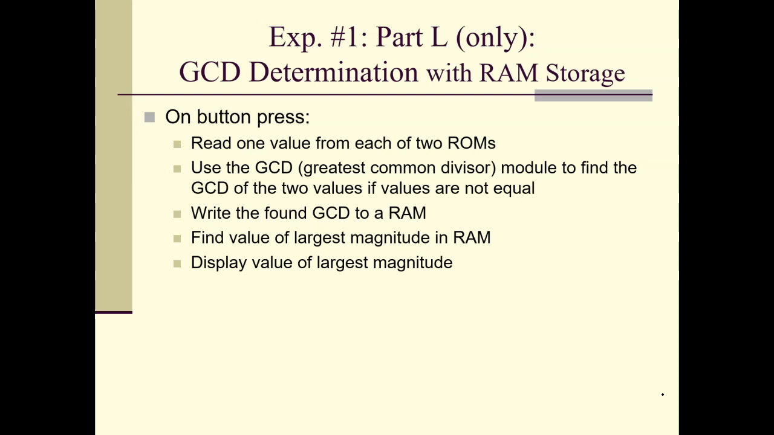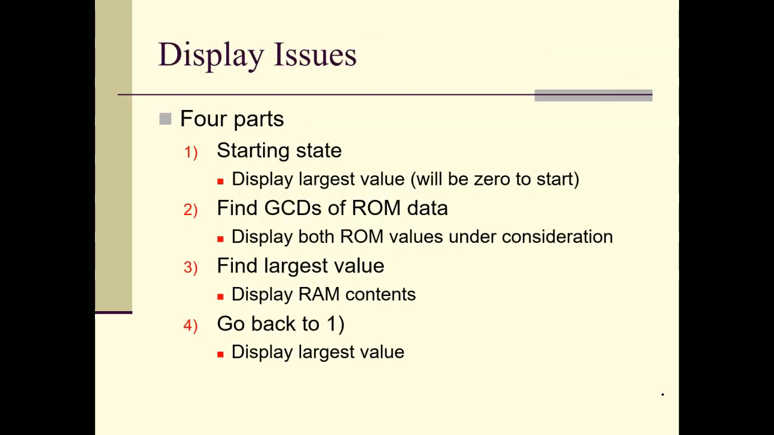Essentially what it has is two ROMs, and each of those ROMs has 16 values in it. What this program is going to do is look at those 16 values two at a time, one from each ROM, determine the greatest common divisor, and write those values to RAM. Once it goes through all 16 values, it's going to iterate through the RAM to find the largest value, which is essentially the value with the largest magnitude, and then it's going to display that large value and stop at that point. So there's four parts to this program.